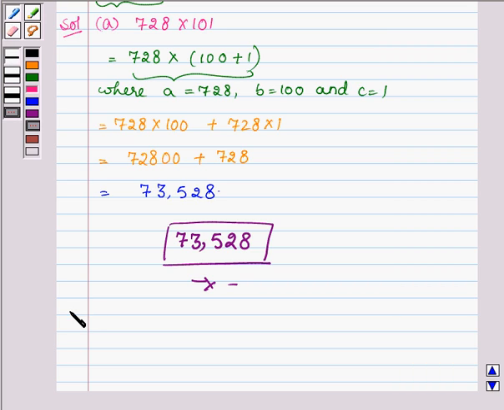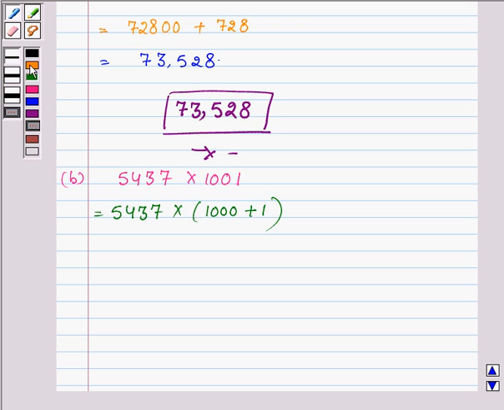And now proceeding on to the next one, which is 5437 into 1001. Now, it can further be written as 5437 into 1000 plus 1, since 1000 plus 1 is equal to 1001, and now applying the distributive law of multiplication over addition, we have 5437 into 1000 plus 5437 into 1. This is by a key idea.